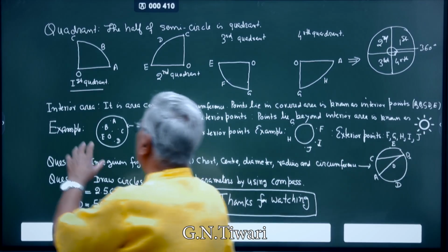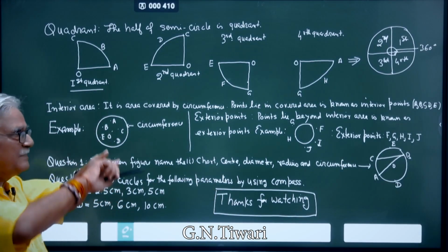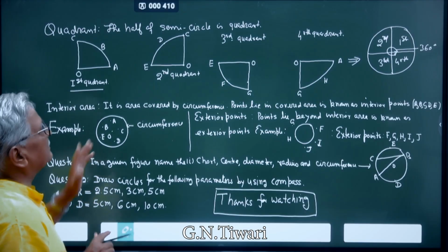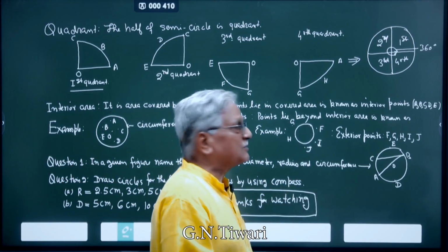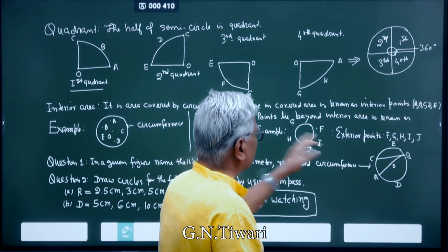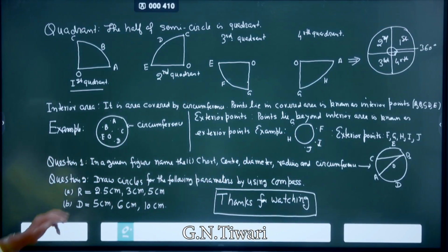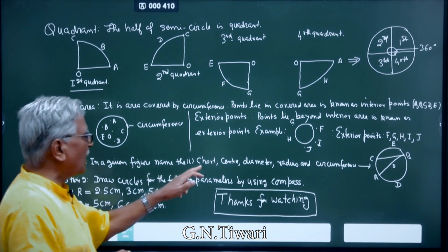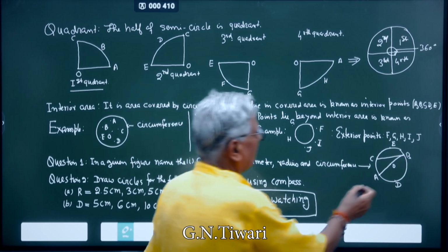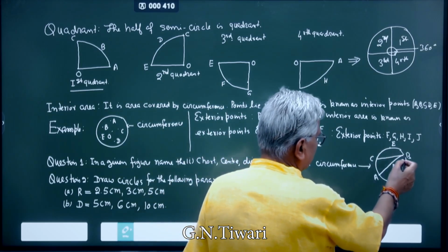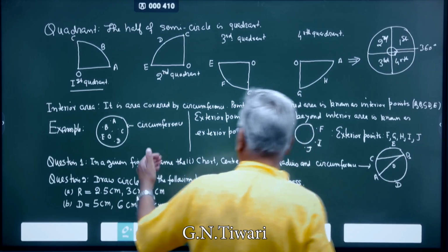अब देखिए interior point. All these points which is within the boundary of a circle is known as the interior point. Exterior point, all the point beyond the boundary of the circle is known as exterior point. All the names are given. Question 1. In a given figure, name the chord, center, diameter, radius and circumference. So here circle is given. This is the diameter, this is the chord, this is the arc. So all these are given here.